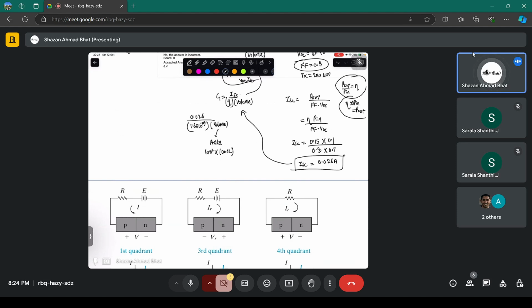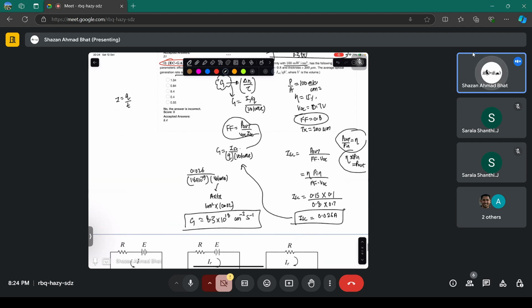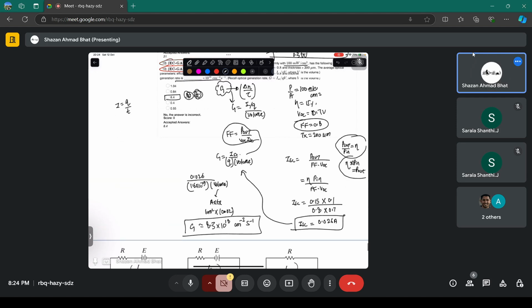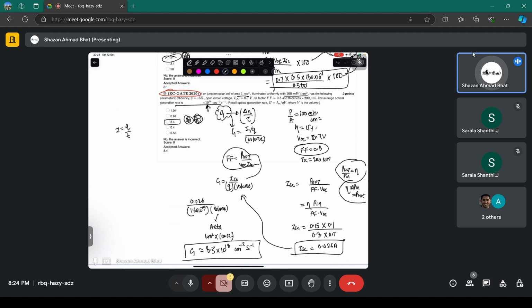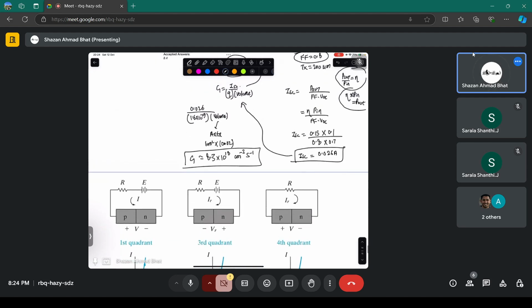So you have to multiply it and you get approximately 8.3 into 10 to the power 18 per centimeter cube per second as the generation rate. 8.4 is the correct answer. Maybe there is a multiplication error, but this is the exact answer of this question. Into 10 to the power 18, the order has to be definitely correct.